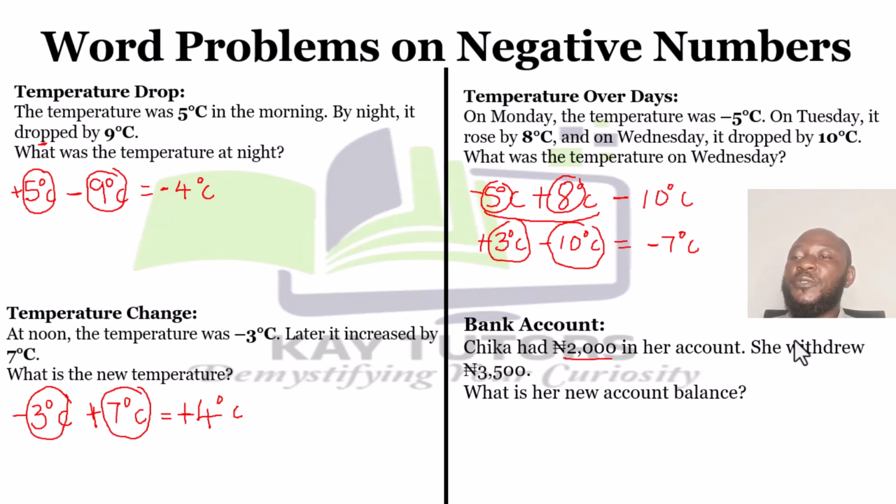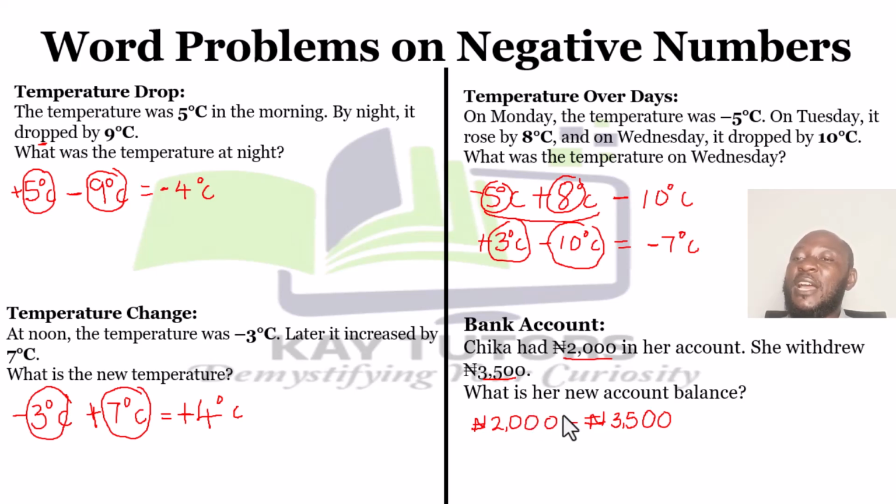She withdrew 3,500. So initially she had 2,000 naira and she withdrew. By withdrawing, it means you are taking away from your account, and that is 3,500 naira. Now, since you are withdrawing more than what you have in your account, you are doing what we call overdraft. That is an overdraft, the process by which you withdraw the money that is more than what is in your account. So in this case, Chika withdrew much more than she had in her account. So that is what we call overdraft.